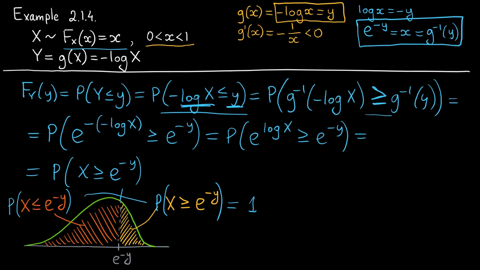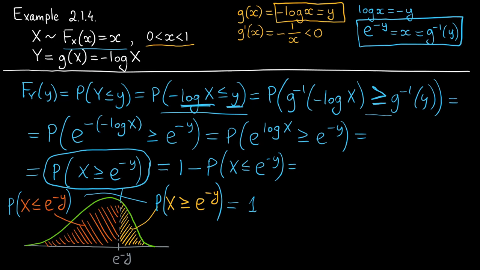And notice now that where we left things off here, we were interested in the probability that x is greater than or equal to e to the power minus y. But that can be represented as 1 minus the probability that x is less than or equal to e to the power minus y.